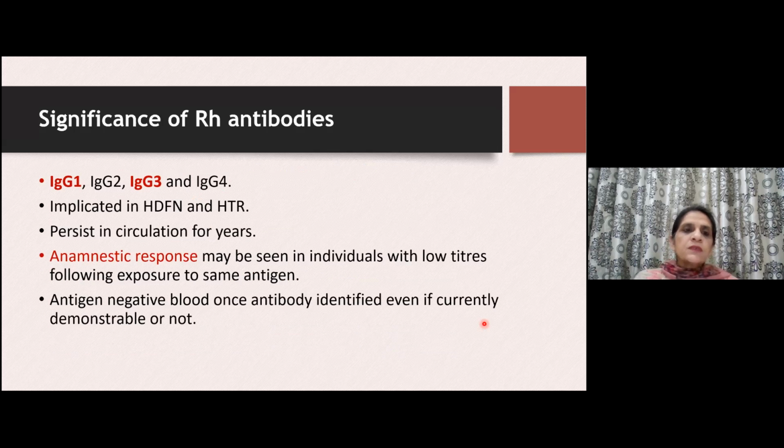The Rh antibodies, although all four subclasses G1, G2, G3, and G4 can be present, the G1 and G3 are the commonest, and they are implicated in hemolytic disease of fetus and newborn and hemolytic transfusion reaction. An important characteristic is that they persist in circulation for years, and they may lead to an anamnestic response in individuals with low titers following exposure to the same antigen. So it is important that once an antibody is identified, then we should give antigen negative blood to that patient, even if it is currently demonstrable or not.